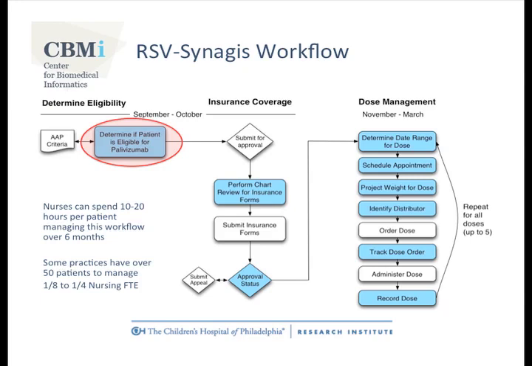Well, in each of our practices, this workflow is managed by, for the most part, a single nurse. They actually call them the Synagis nurse, though they have many other responsibilities. These nurses tell us that managing this workflow can take between 10 to 20 hours per patient, and some of our practices, especially in the city, have 50, 60 patients or more. So that's an awful lot of work, and we wanted to help.